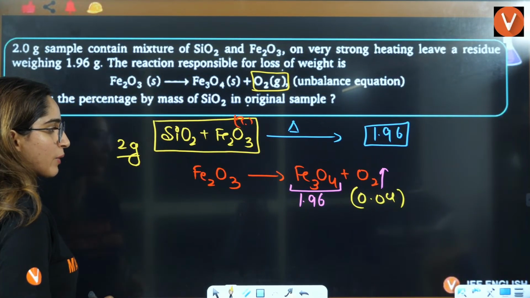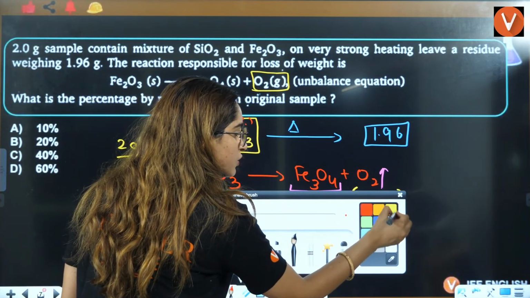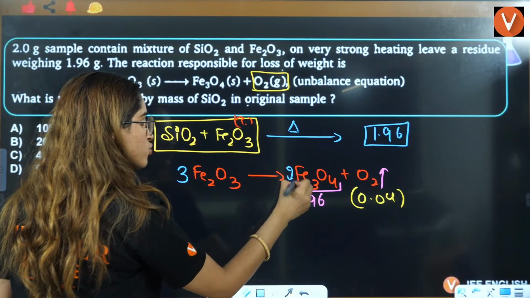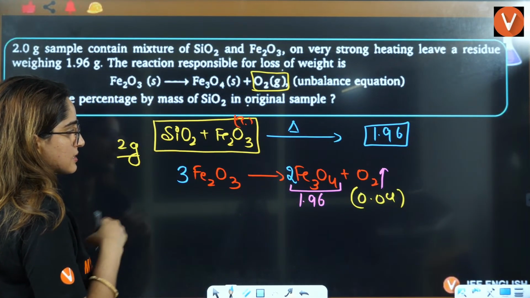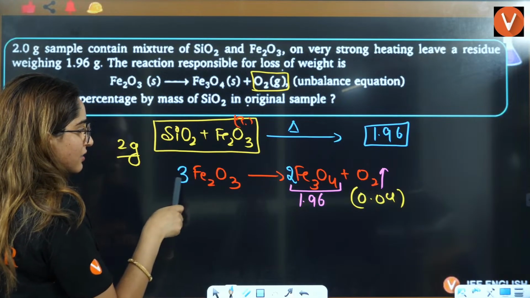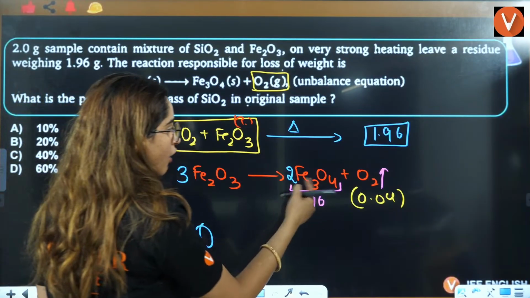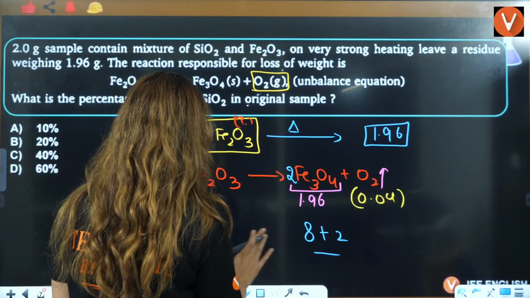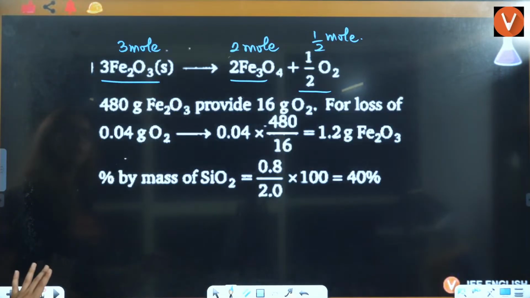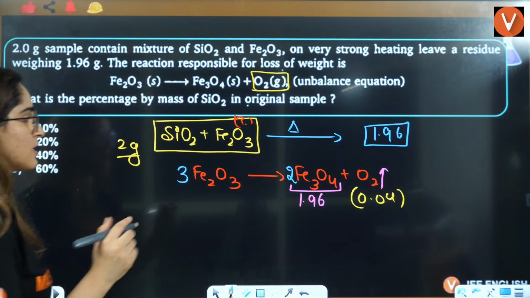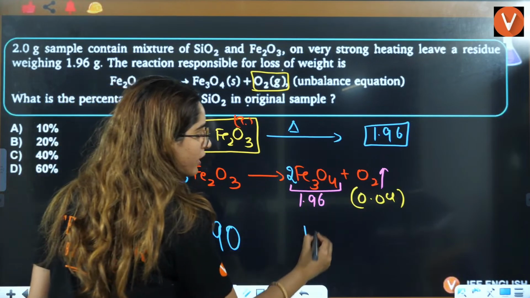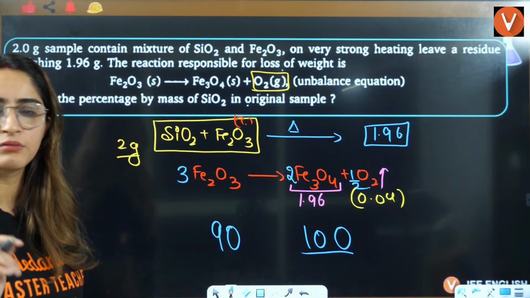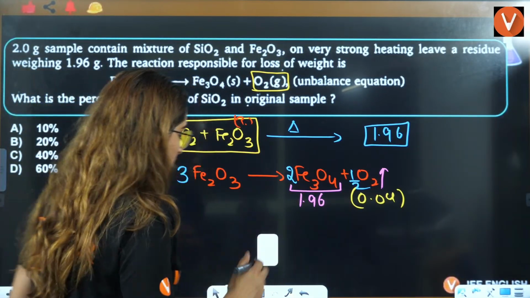Now, if I balance this equation, this is 3, this is 2, and this is 6, this is 6. So 3, 3, 9 oxygen on one side, and here you have 4, 2, 8 oxygen plus 2 oxygen, that is 10. After balancing we got 3 and 2, and this was half now. Because here you get 9 oxygen and there 10 oxygen, you can multiply by half to get 9 oxygen on both sides. That is the balancing.